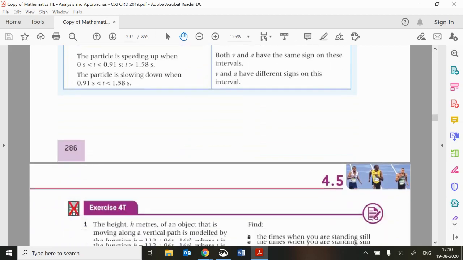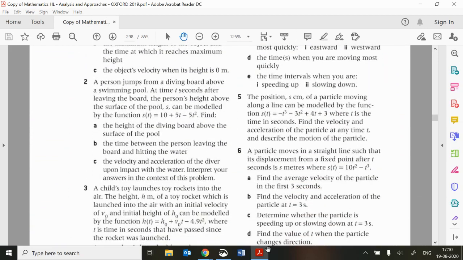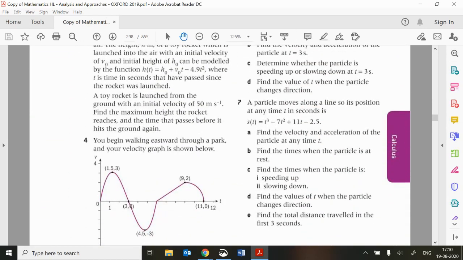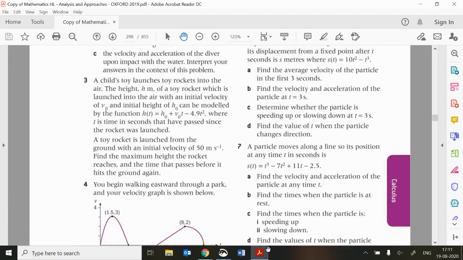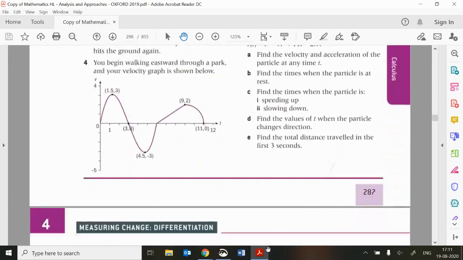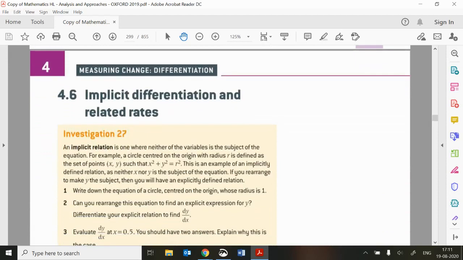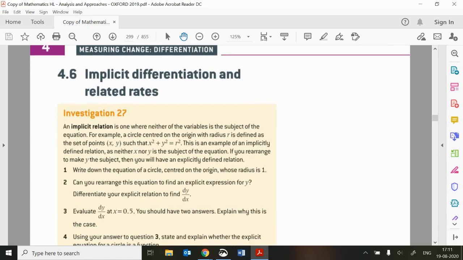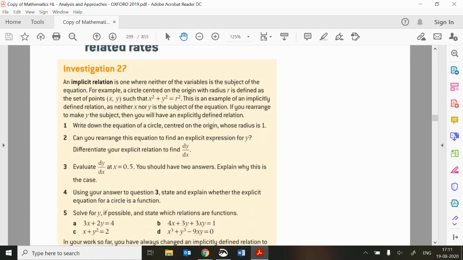Well, let's have a look at the exercise. We've got exercise 4T here. I think that's the first time that any of the units has gone up to exercise T. So we've got 7 questions there. And then next time round, we're moving on from the applied type of questions, and we're talking about implicit differentiation and techniques of this. The questions will become applied again when we start talking about related rates of change. But implicit differentiation is going to be a new technique to learn before we get to the applied type of questions.